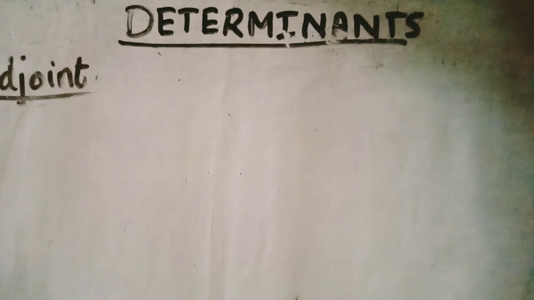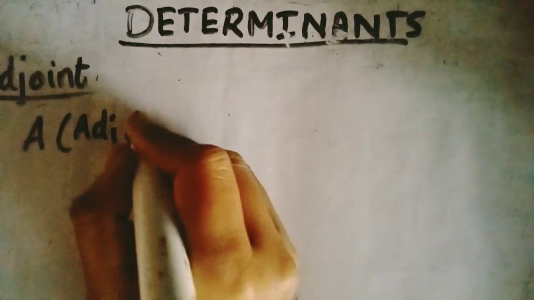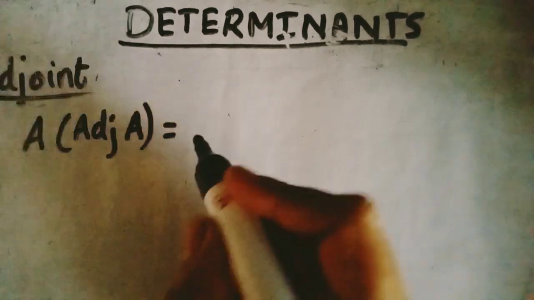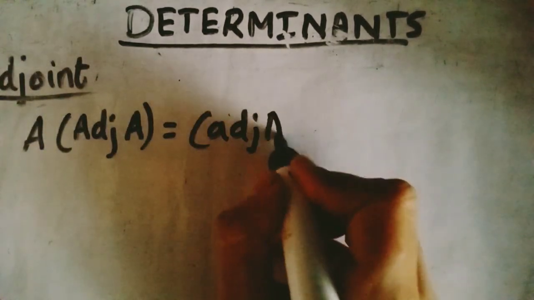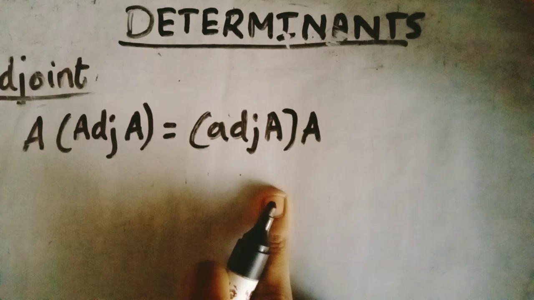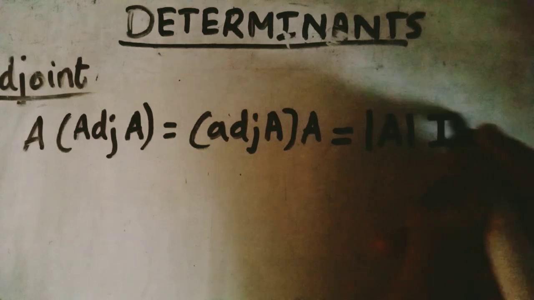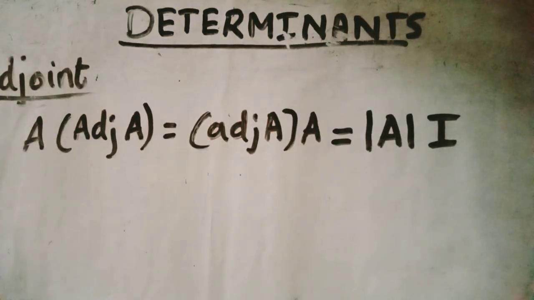Hello students, so let's continue with the properties of adjoint, or the theorems related to adjoint. The first theorem is: if A is any given square matrix of order n, then A into adjoint of A, this is matrix multiplication, will give you adjoint of A into A. This will be the same as determinant of A into identity matrix. So you will get this result.